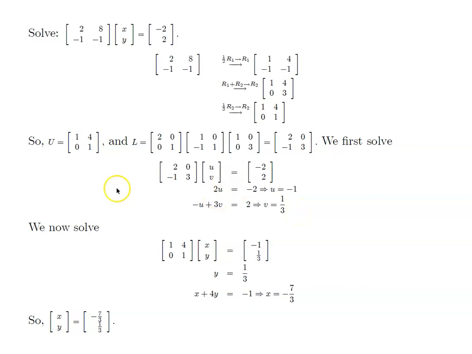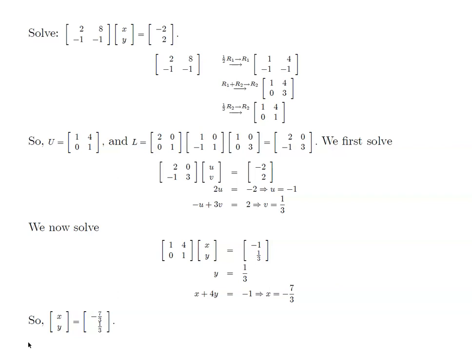So now we solve the upper triangular system using the solution we just came up with. So we solve 1, 4, 0, 1 times (x, y) equals -1, 1/3. The second row gives you y equals 1/3. The first row gives you x plus 4y equals -1. And then if we solve for x, we'll get x is -7/3. So we can check that the solution of the system is -7/3, 1/3.